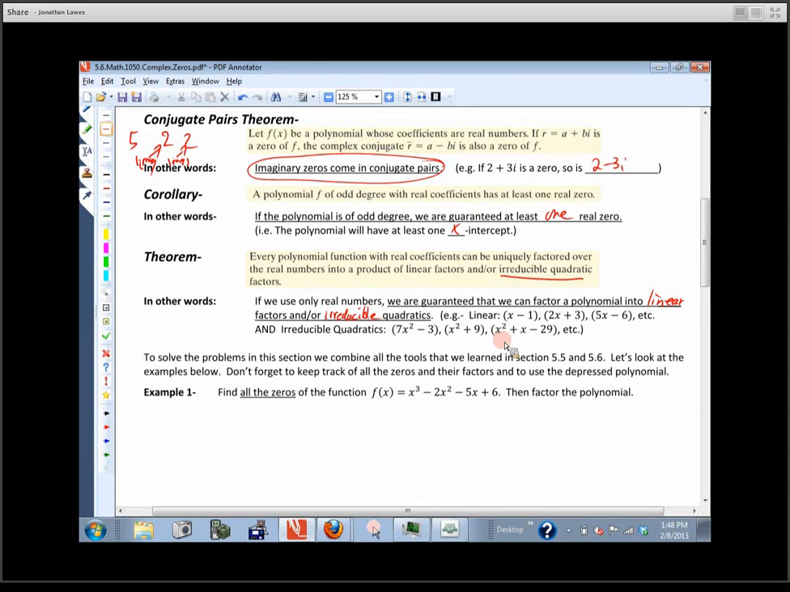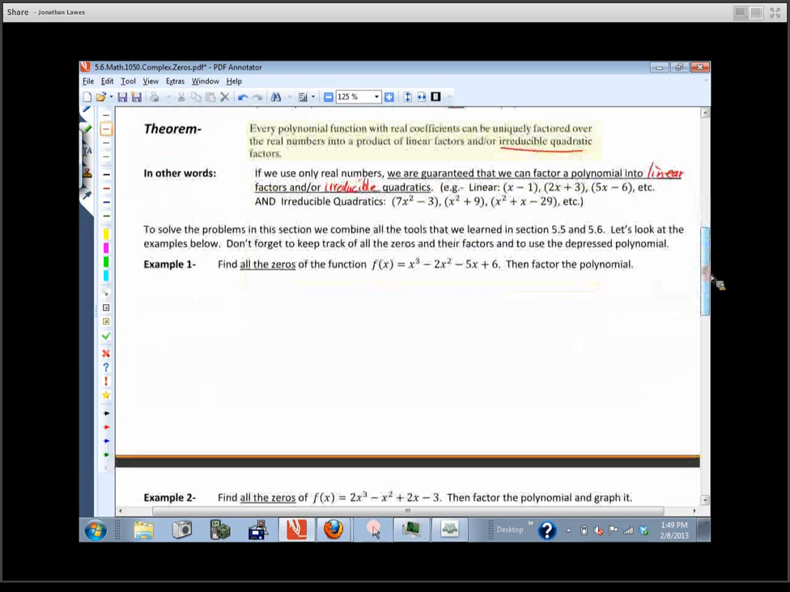Okay? So, if you put all these together, we're guaranteed that we're going to be able to take any polynomial that we're given and break it up into a bunch of factors. And if I get to a point where I can't do it with real numbers, or it's an irreducible quadratic, I can throw it into the quadratic formula, figure out the answers that way. Okay? All right, so let's take a look at a couple of these examples.